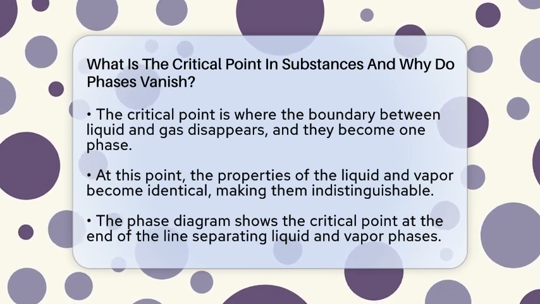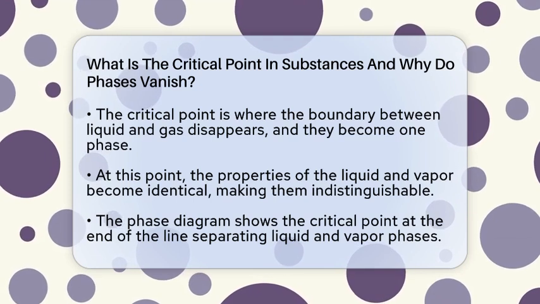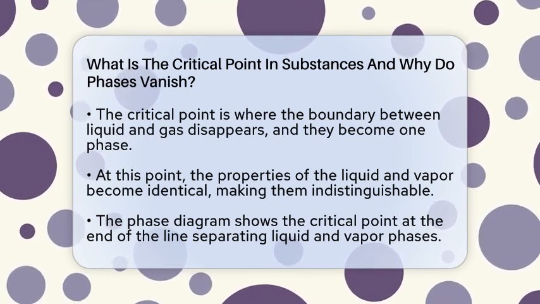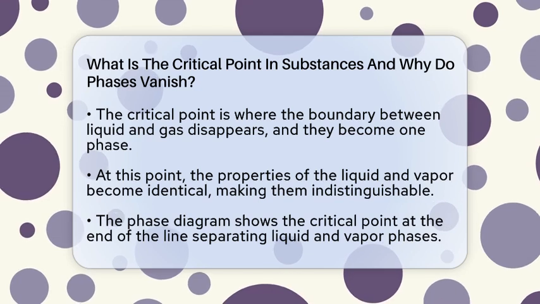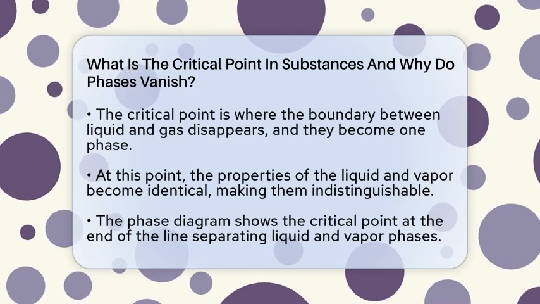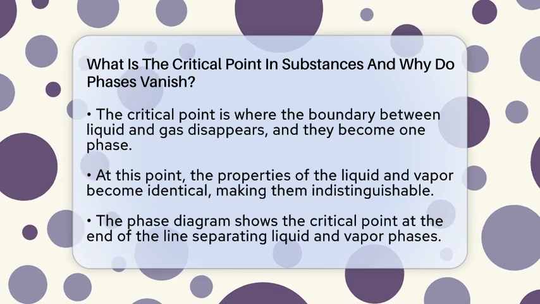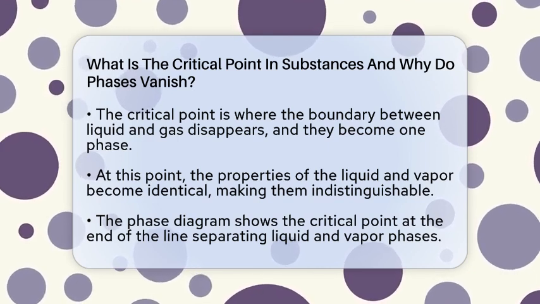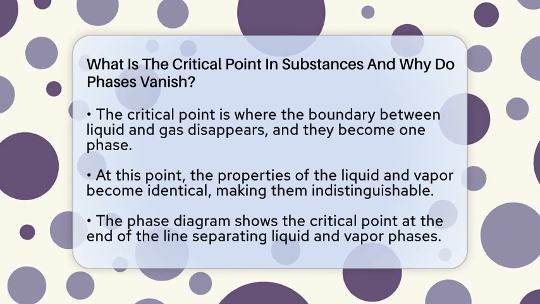At this point, you can no longer tell them apart because the boundary or interface between the two phases just vanishes. Instead, the substance exists as a supercritical fluid, which has the ability to act like both a liquid and a gas. To understand this better, think about how normally substances change phases.